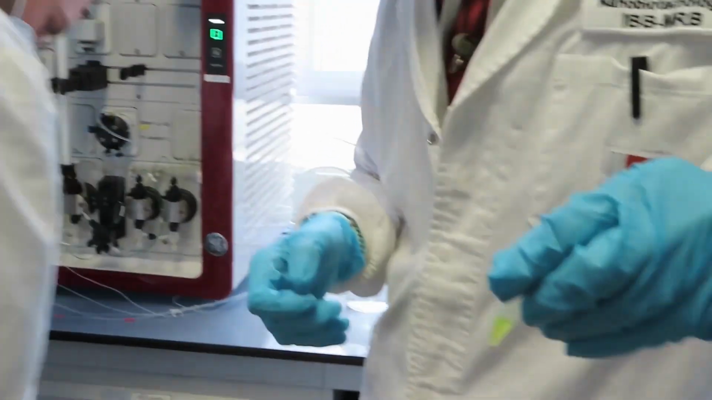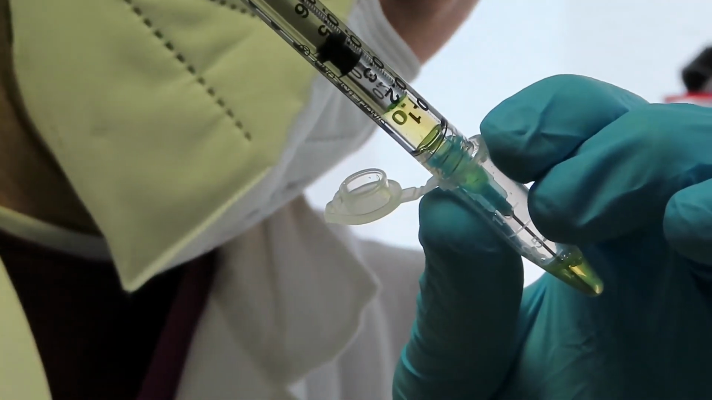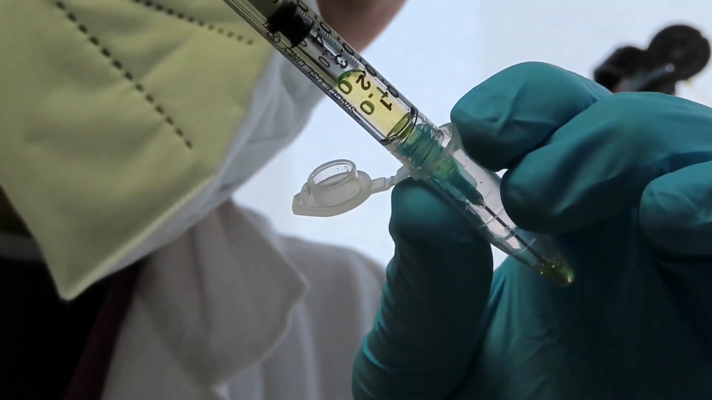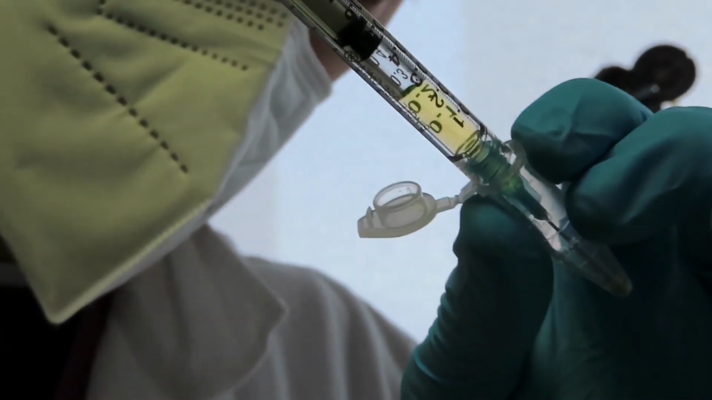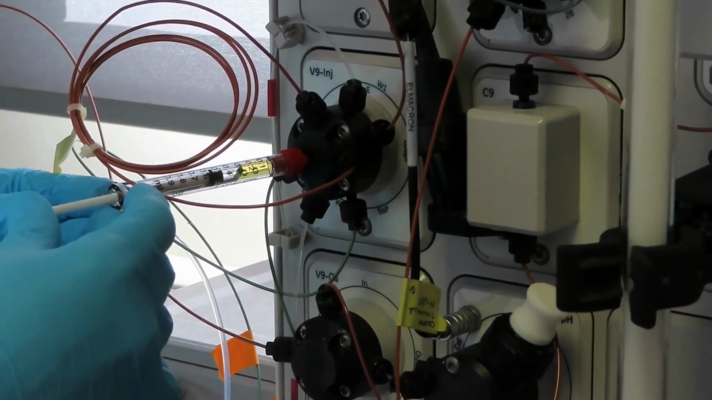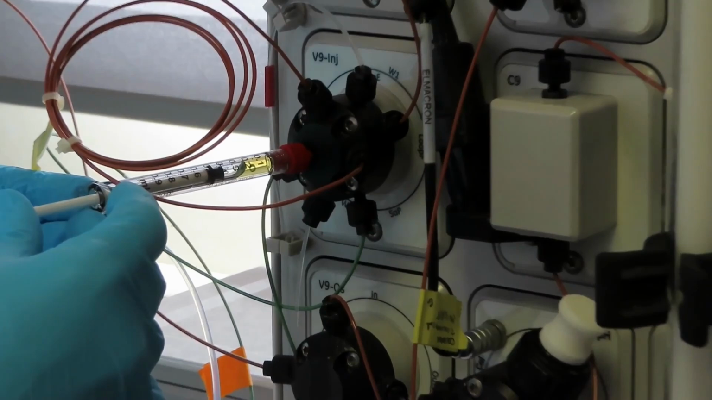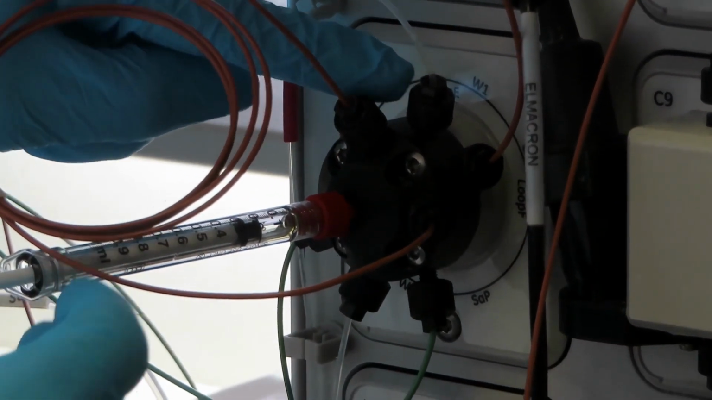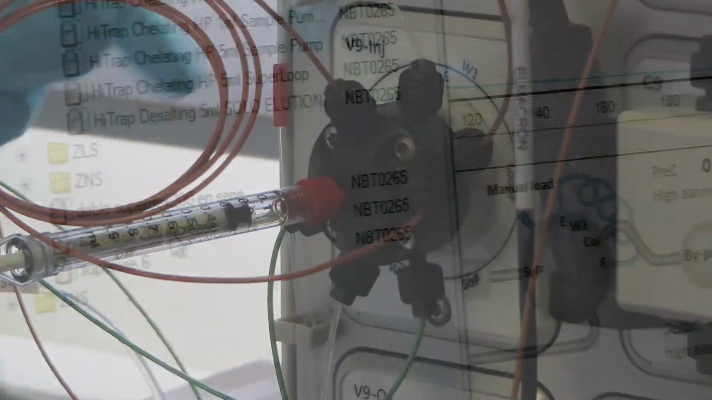In this case, a sample of purified green fluorescent protein is going to be analyzed. It's introduced in a small syringe and the bubbles are removed to avoid the entrance of air in the FPLC system. The 250 microliters of the protein are introduced inside the small loop. The exit of the green protein ensures that the loop is full of sample.